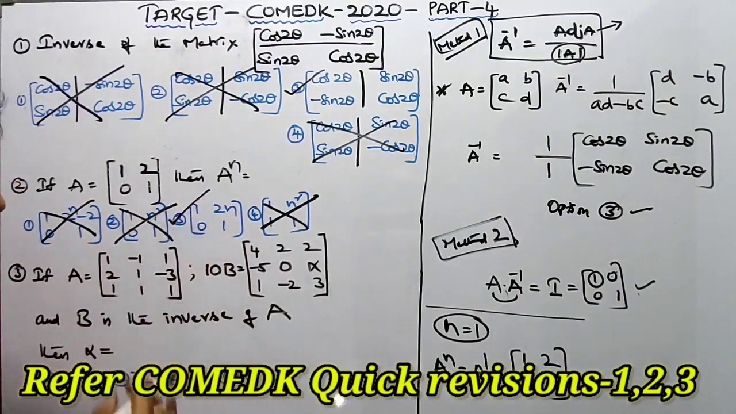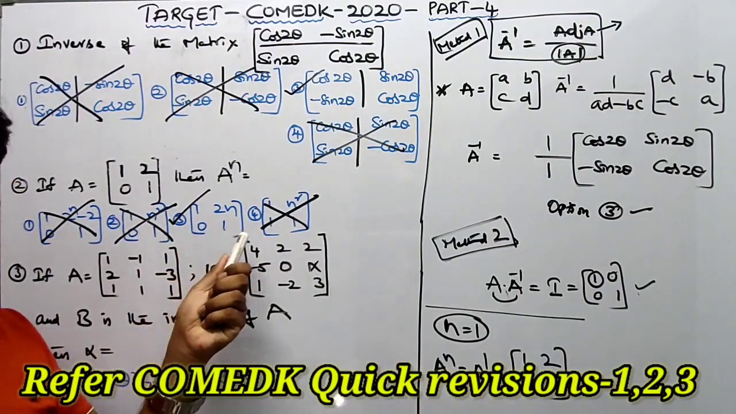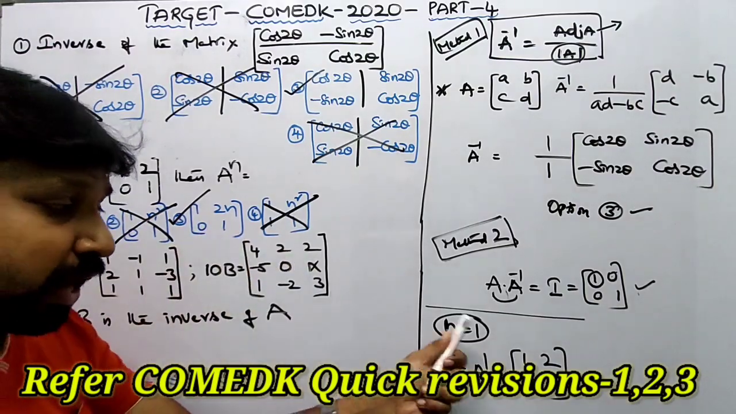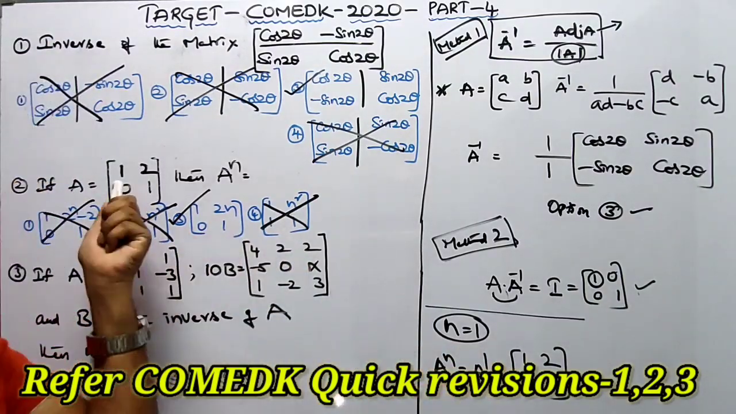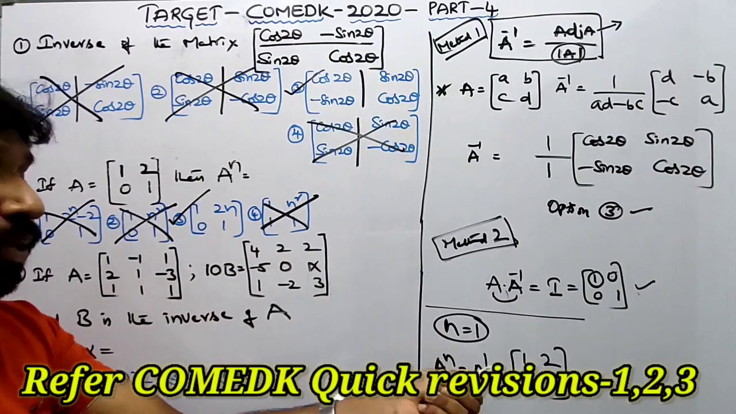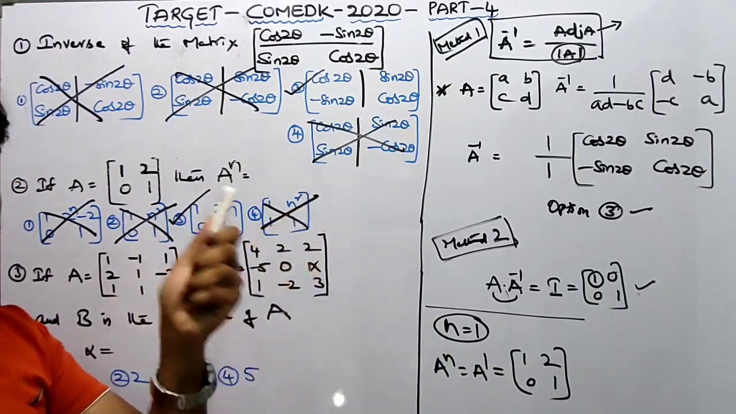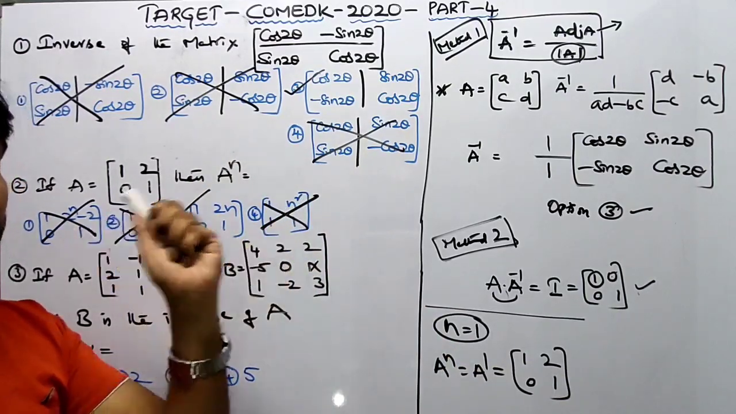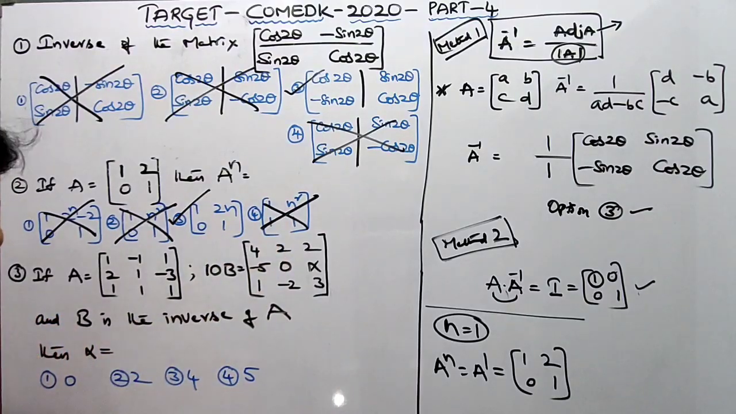I hope you understood very clearly, friends. If more than one option satisfies, just go for n equals 2. N equals 2 means A square you have to do. A into A, you know very well, A square. Then whichever two options satisfy, again check for those two options. So then definitely one of the options will satisfy, friends.